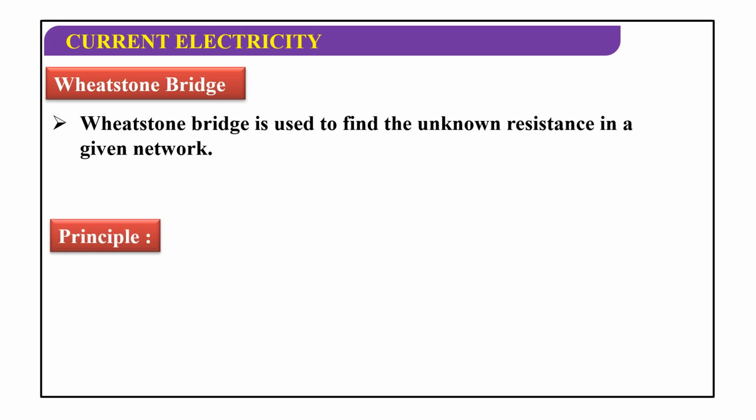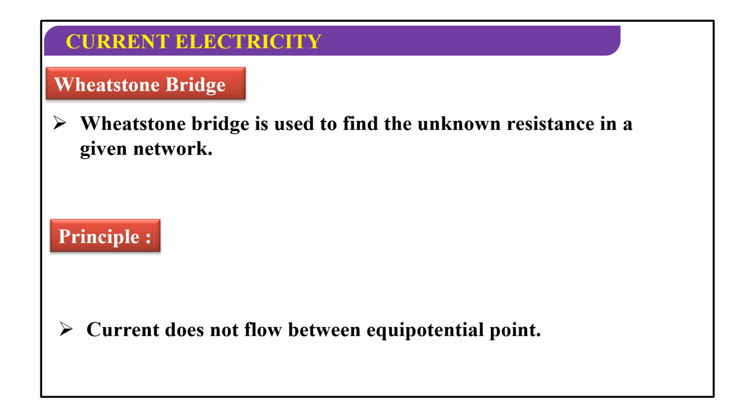Principle: current does not flow between equipotential points. So what are equipotential points? The points between which the potential difference is zero, or the points which are at the same electrical potential.